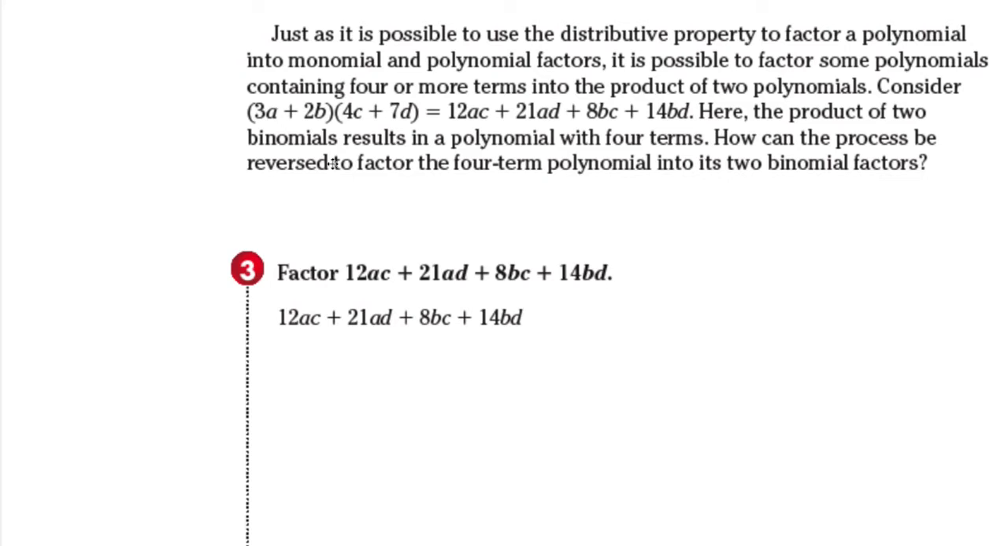So how can the process be reversed to factor the 4-term polynomial into 2 binomial factors? Okay, so that's what we want to do in example 3.